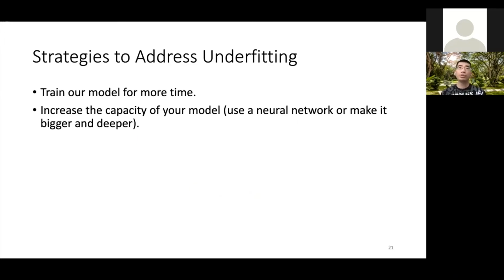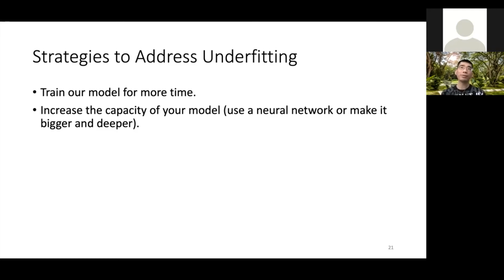So the solutions to underfitting are relatively straightforward. The first thing is to try to train our model for more time. Sometimes what looks like underfitting is a model that just has not had enough time to find the features that are meaningful in the training set. So make sure to check this first before trying other options, okay?